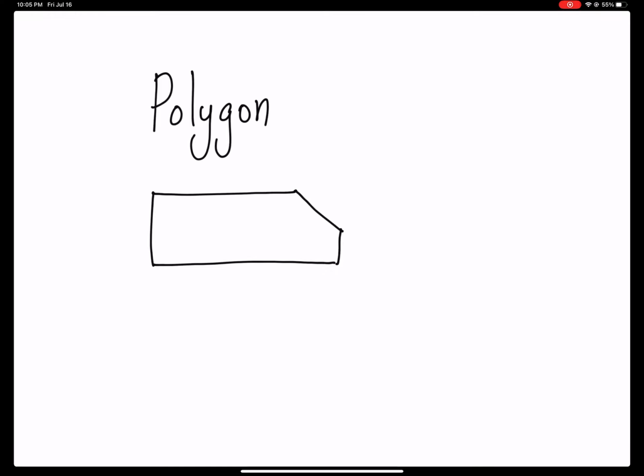To find whether it's a polygon, we have to count the number of sides. 1 side, 2 side, 3 side, 4 side, and 5 sides. A polygon is a shape that has more than 2 sides, and also it is a closed figure. Is this shape a polygon? Yes, it is a polygon.